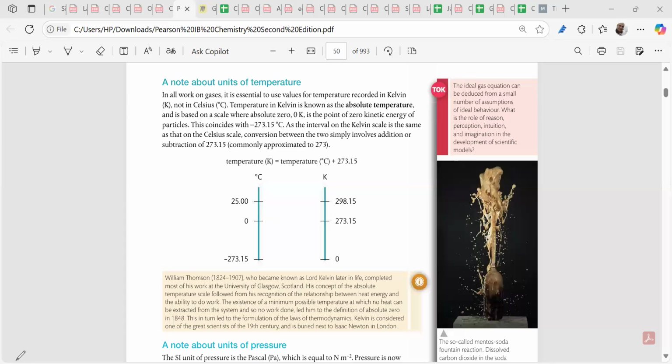Gases have to be designated by what? Temperature, pressure, and volume. These are the three parameters it has to designate. We know the conversion from Kelvin to centigrade: 273, we know it.